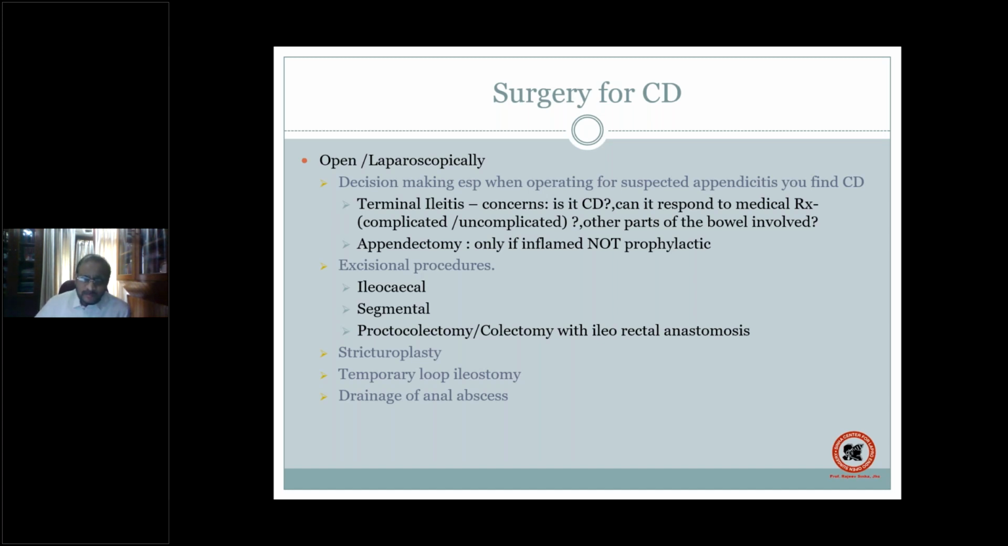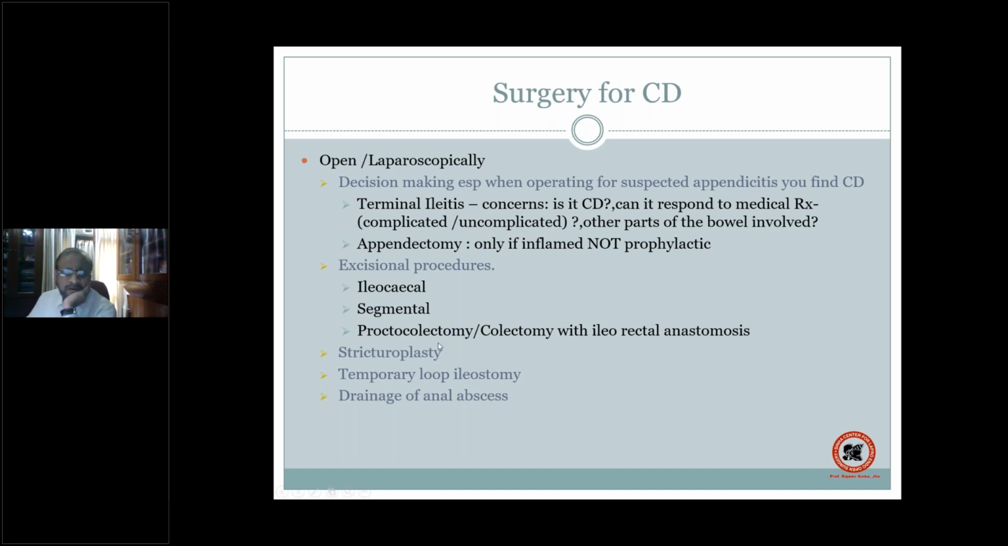Excisional procedure is the second group of surgery required, and these are removing that particular segment. Because, as we said earlier, the most common is ileocecal, so you do a hemicolectomy, ileocecal resection, or a segmental resection. That means a segment of the ileum is removed or a segment of jejunum is removed. You can be doing a proctocolectomy or a colectomy with ileorectal anastomosis, or if you have a simple stricture, you can be doing a stricturoplasty. That means you cut the stricture across the long axis and stitch it transversely, stricturoplasty.